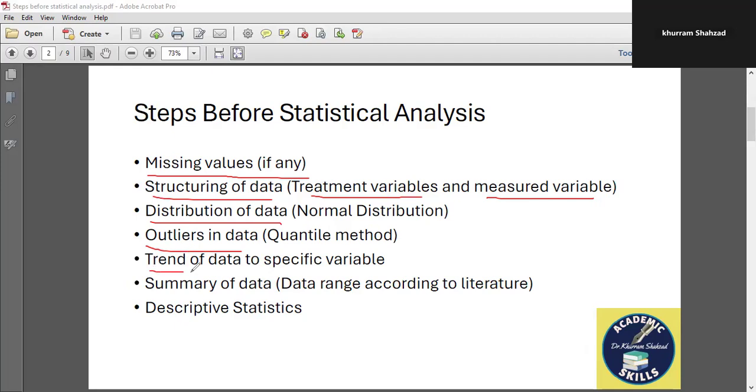Then you have to trend your data to a specific variable. If your main target variable is yield, you want to see how different parameters are responding to yield. So you can check it.